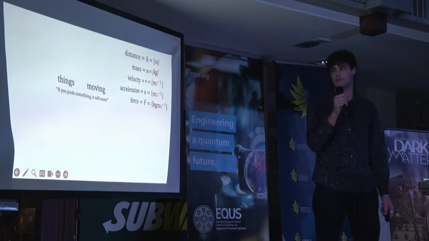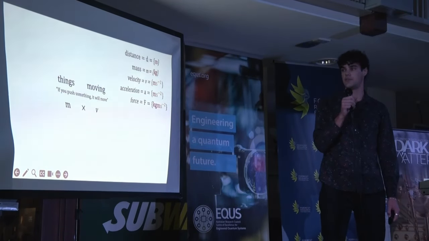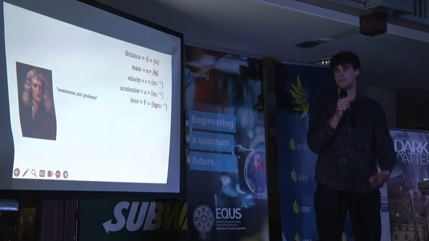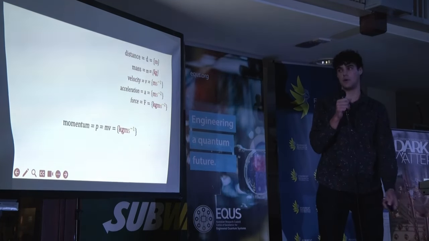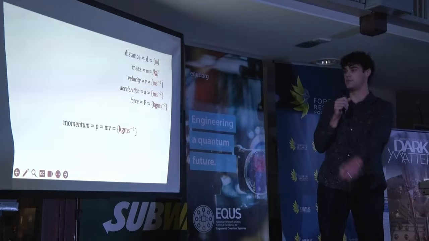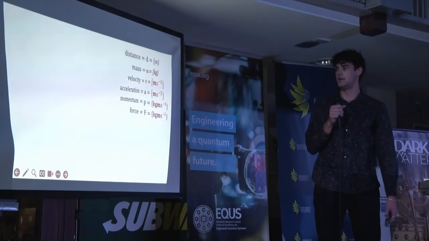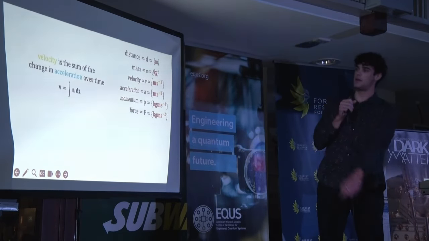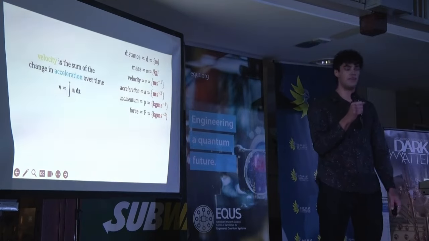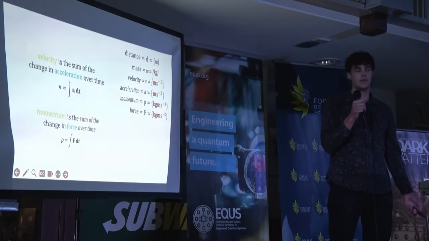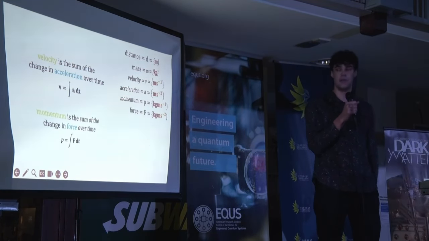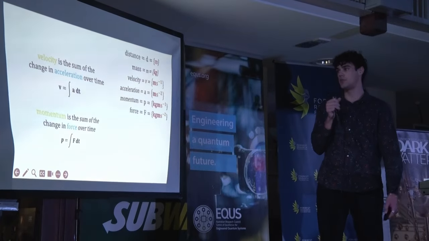So since we've got things moving, they've got mass and velocity, and we've got momentum. Newton said momentum, no problems, don't quote me on that, but he did say p equals mv. We're going to put that over there. These two are very similar to each other. Velocity is just the change in position over time. Same with momentum. If you want to change something's momentum, you need to apply a force. I thought that was pretty cool.